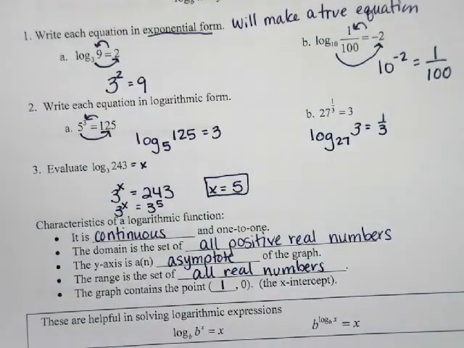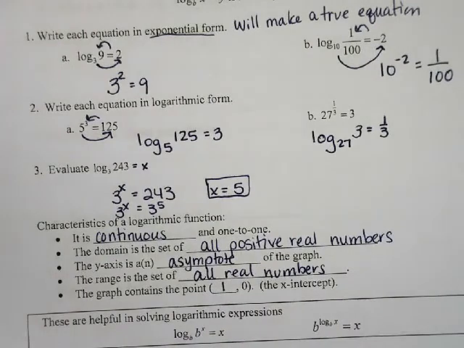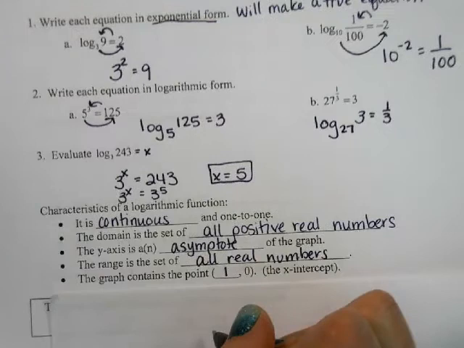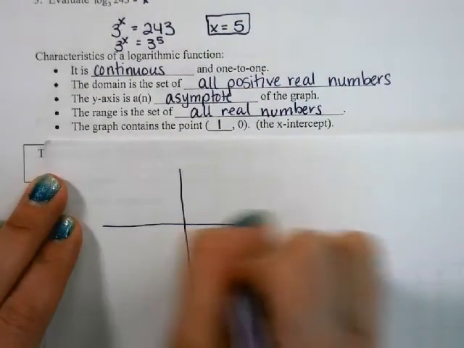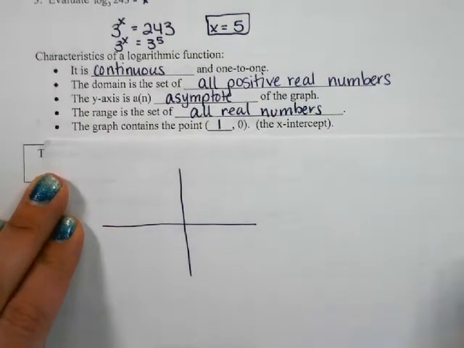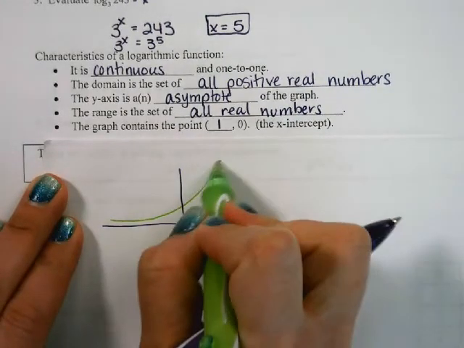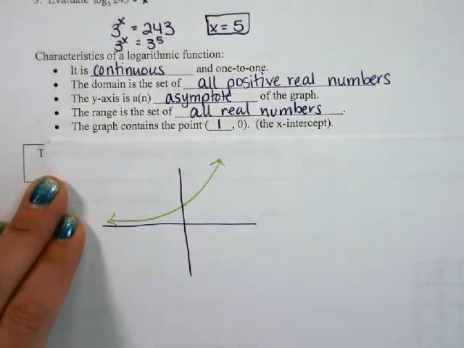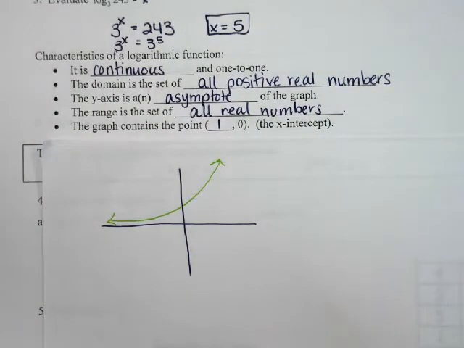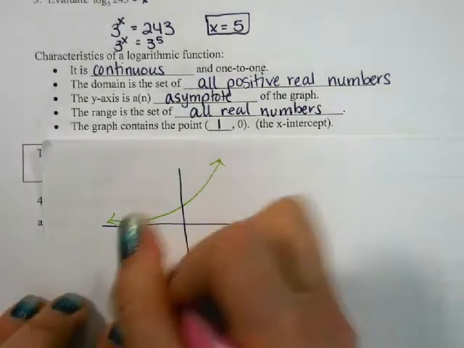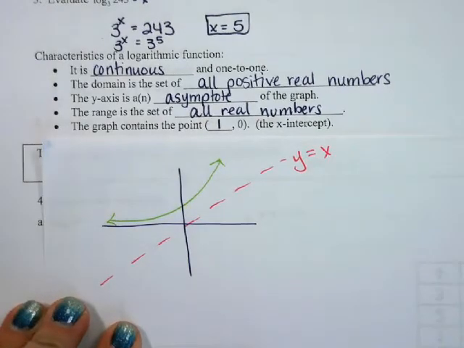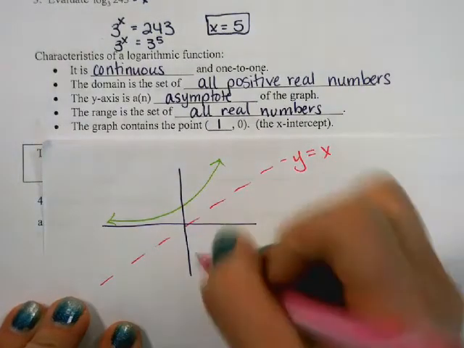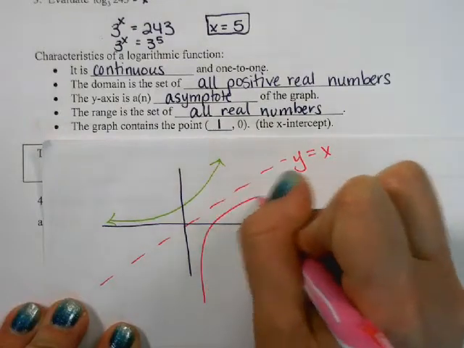Let me find my piece of paper. Here's my exponential. I'm just going to sketch an exponential graph. My exponential did this. But now I'm going to flip it across the line y equals x. And my logarithmic function now does this.